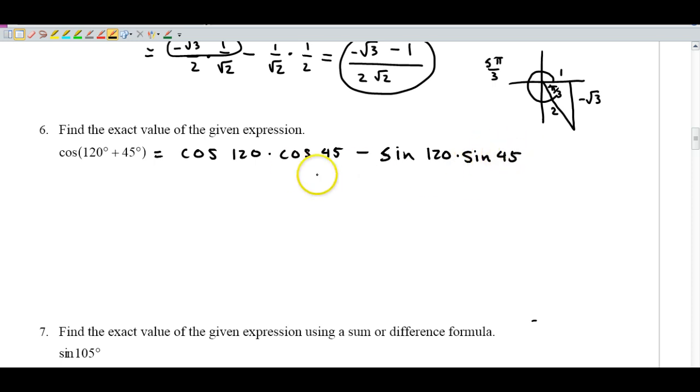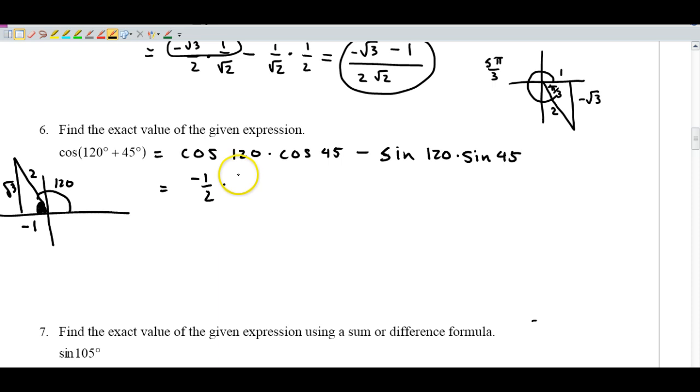Sine 45 and cosine 45 is that triangle here, but 120 is this triangle that we want. So we want this 60-degree angle right here, and then this is 120. So this is 1, 2, root 3, and this is a negative 1. So cosine of 120 is negative 1/2.